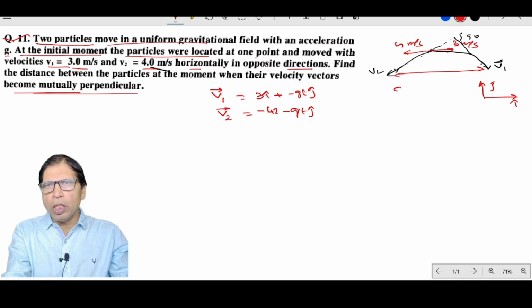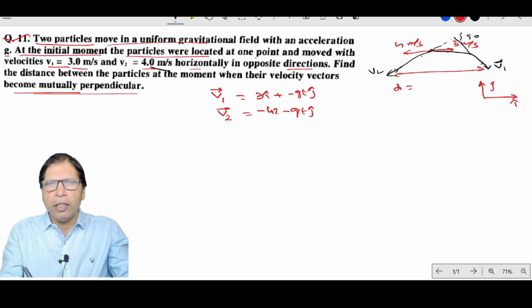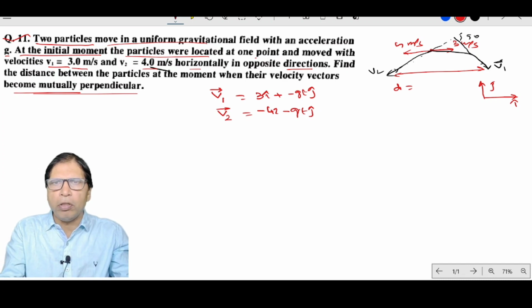Now, the distance between these two is the relative velocity, v1 vector minus v2 vector, into t. We have to find the distance between the two particles when the angle between them is 90 degrees. So we have to calculate the time t when v1 vector and v2 vector are perpendicular to each other.